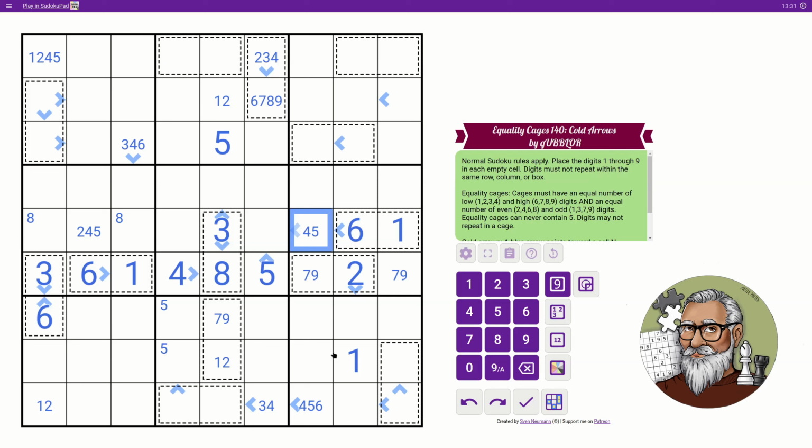So what's next? Do I know more about this one now? Doesn't look like it, does it? It can still be 4, right? If it's 4, then this is 7, 9. That looks to be okay, right?